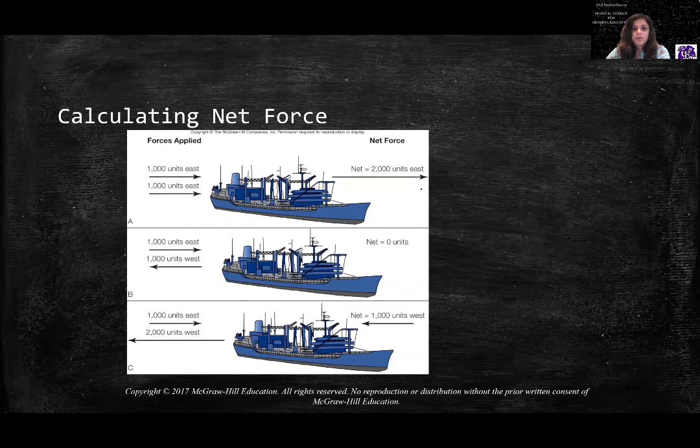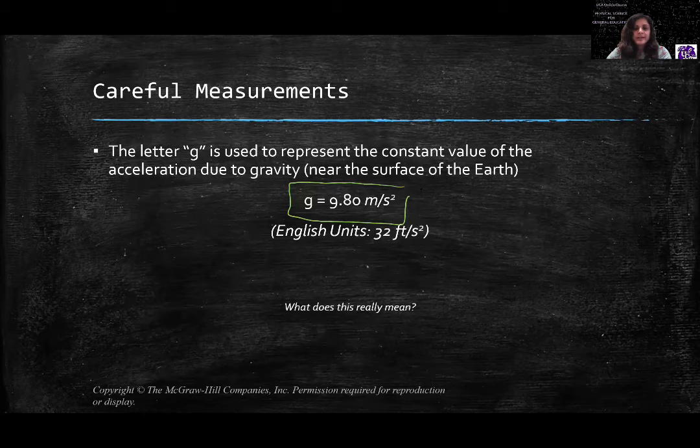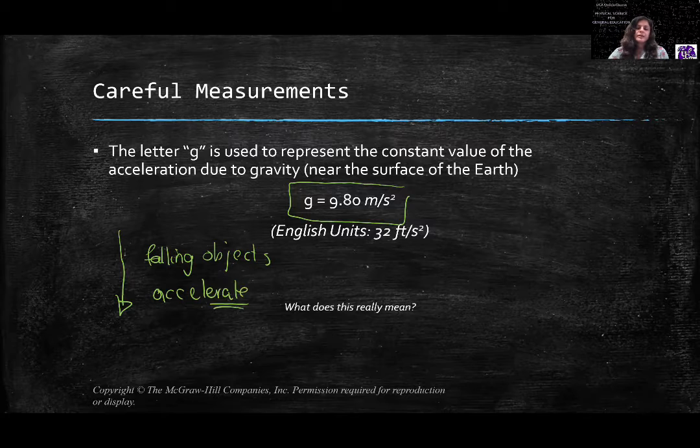So when an object is falling, it accelerates. So falling objects accelerate. And the fact that they fall at the same rate means that that acceleration is constant, and it's independent of the actual size.